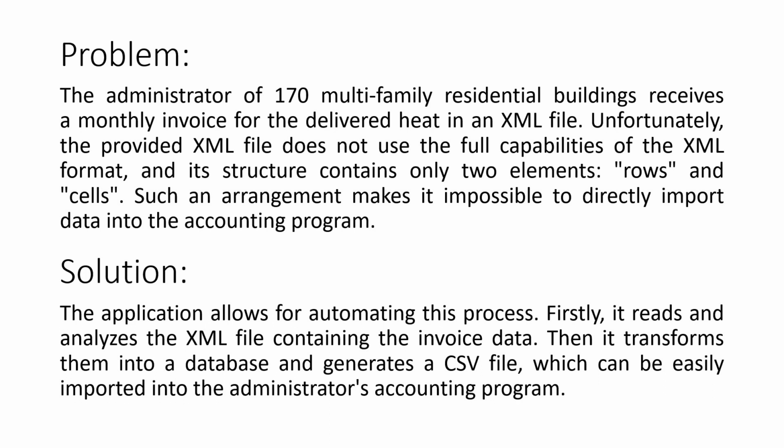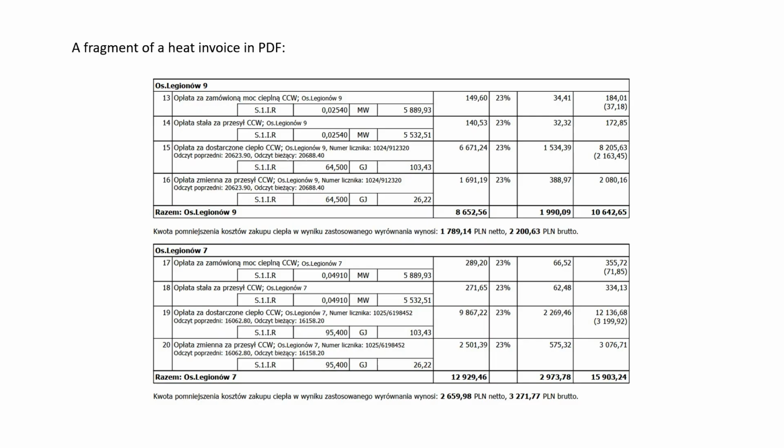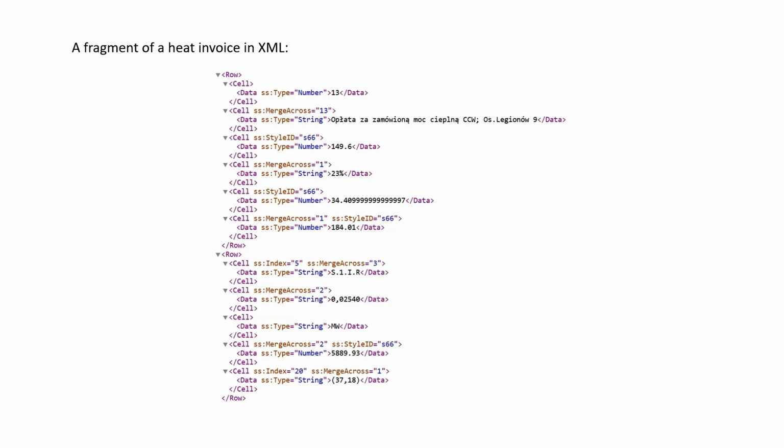Solution. The application allows for automating this process. Firstly, it reads and analyzes the XML file containing the invoice data. Then it transforms them into a database and generates a CSV file, which can be easily imported into the administrator's accounting program. Here is a fragment of a heat invoice in PDF. And this is how an XML file looks like.